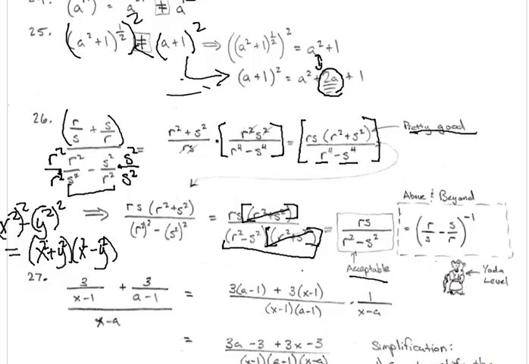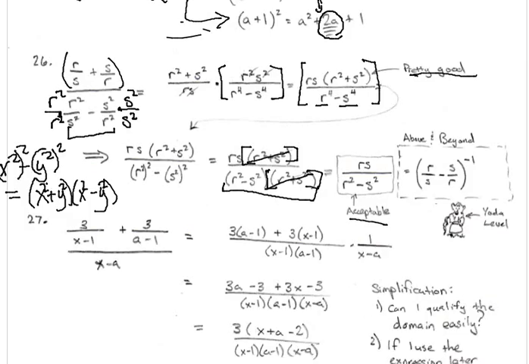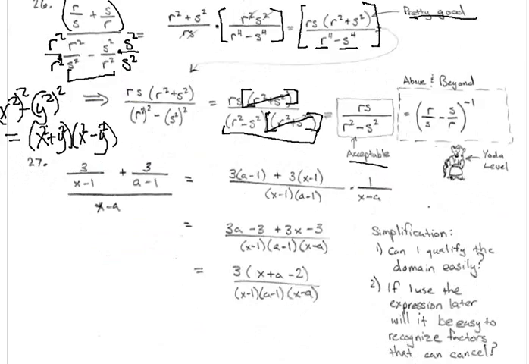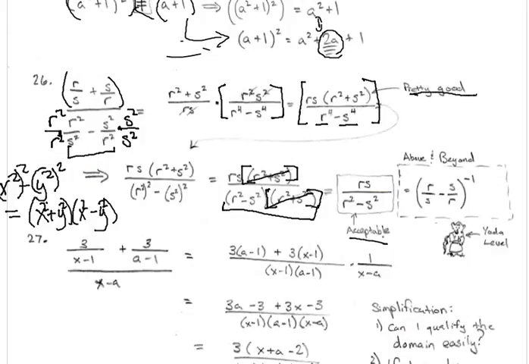There are some rules for simplification that I follow. The first one is, can I qualify the domain easily? Can I understand what numbers don't give me division by 0 easily? And if I use the expression later, it will be easy to recognize factors that I can cancel. So if I use my simplified expression and substitute that somewhere else, will I easily see cancellations? With this expression, I might not easily see a cancellation as well as I could if I had substituted this instead.